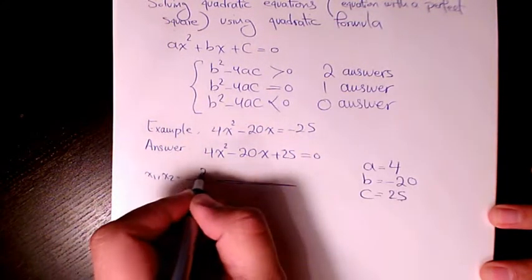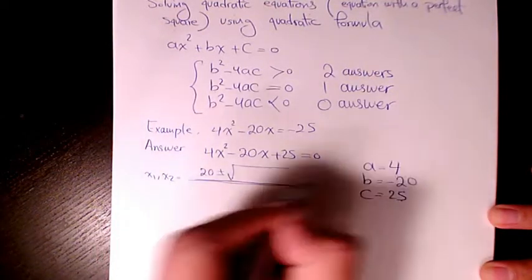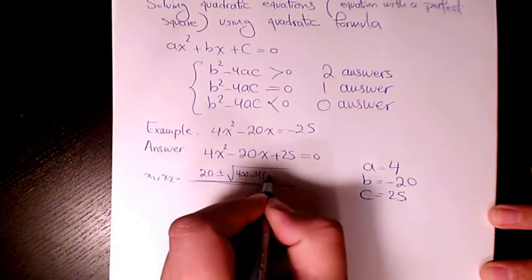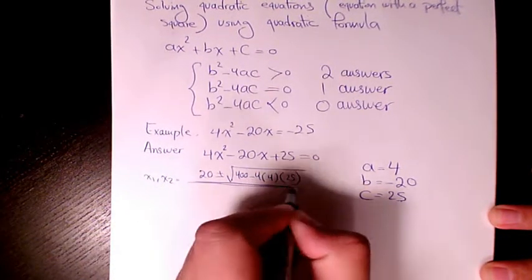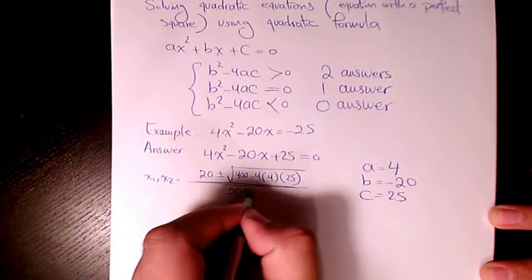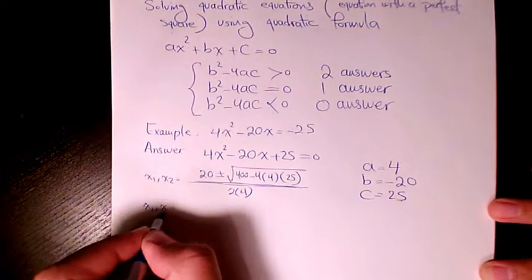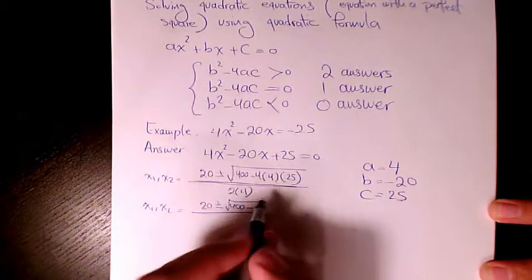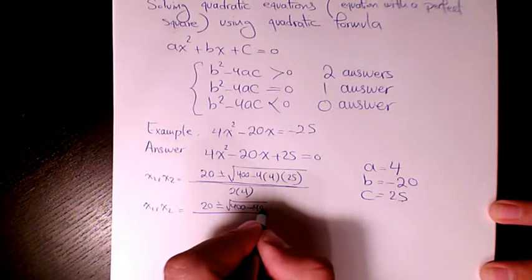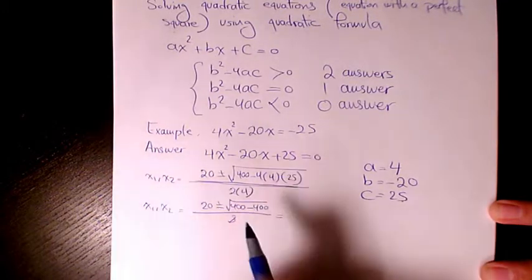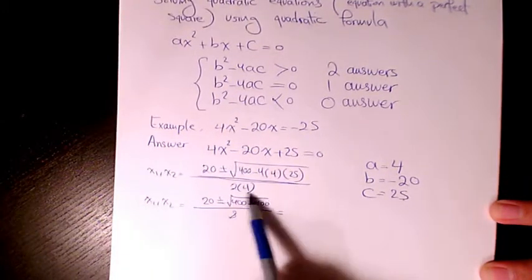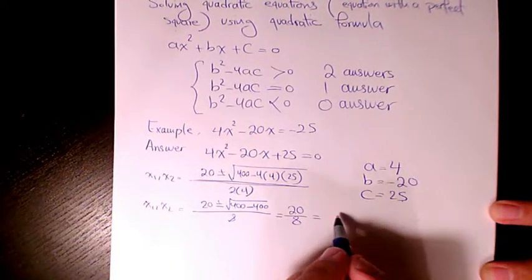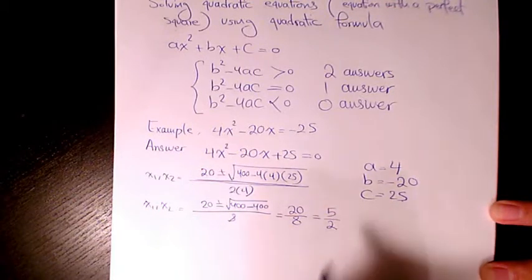Negative b will be 20, plus minus the square root of b squared, which is negative 20 to the power of 2, which is 400, minus 4 times a times c, divided by 2 times a, which is 2 times 4. So x1 and x2 will be 20 plus minus the square root of 400 minus 4 times 4 times 25, which is 400, divided by 8. So 400 minus 400 is 0, so this part will be 0. We have 20 divided by 8, and when you reduce it, it's going to be 5 divided by 2.